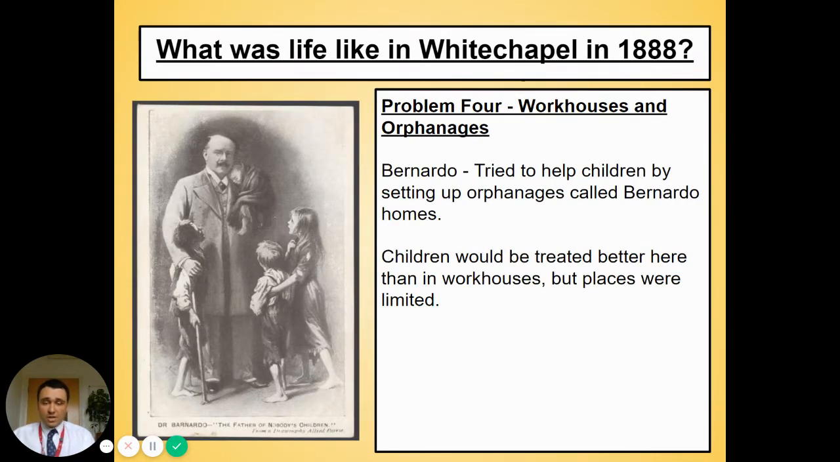Orphanages. Dr. Bernardo realised the situation. There were lots of orphan children around in Whitechapel at the time, and he tried to do what he could to help this. Orphanages were set up called Bernardo Homes, and these are places where children would be treated more humanely than in the workhouse. But places were limited. There were a lot of orphans around in Whitechapel, and so sadly, some children still had to go to the workhouses as a result.